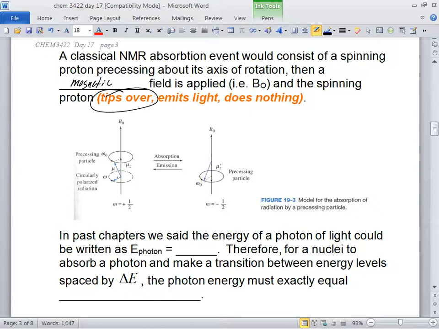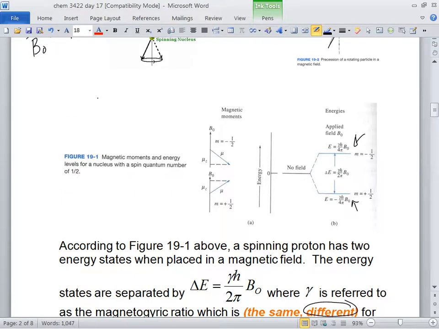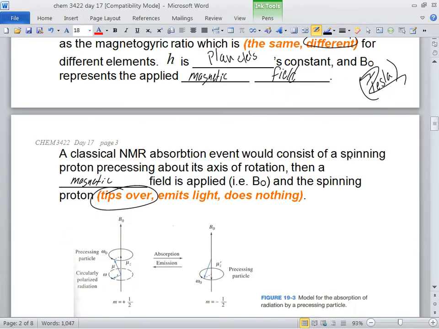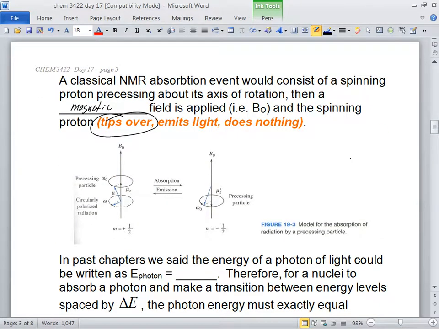And can emit light. What light would it emit? What range? Right? If it absorbed, wouldn't it emit pretty much the same? Emit the same, radio waves. It would emit it. Okay? So no big deal. And go back to its ground state, where everything's nice and lined up.